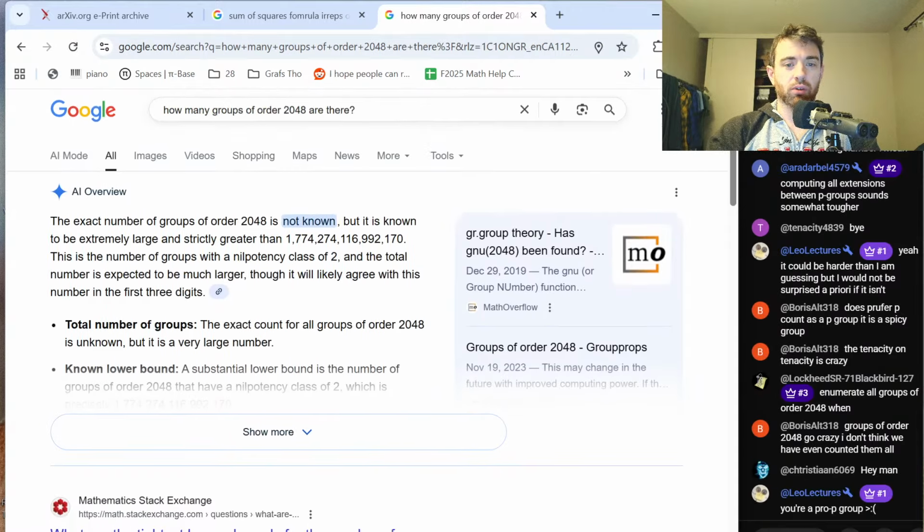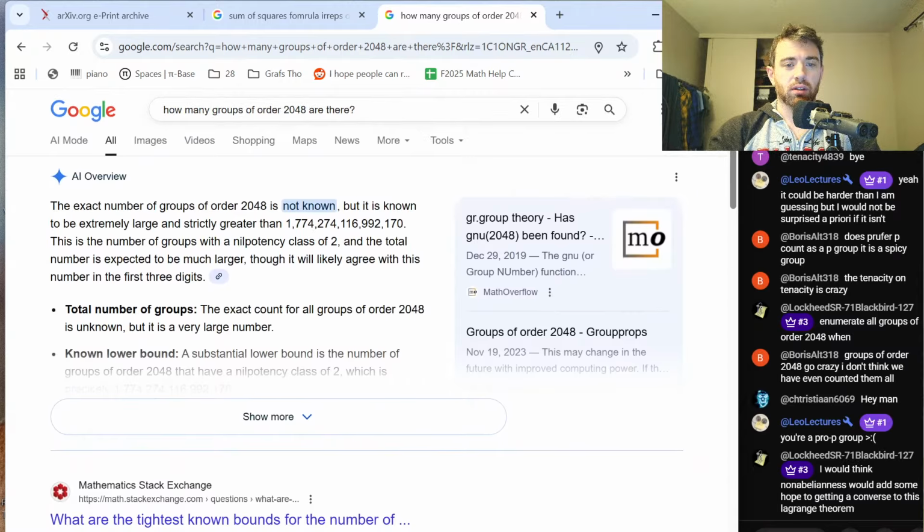Oh, is not known. And is strictly greater than this number. Oh, this is the number of groups with nilpotency class of 2. And the total number is expected to be much larger, though it will likely agree with this number in the first 3 digits. Yeah, that is crazy. So, yeah, it's hopeless even for powers of 2.